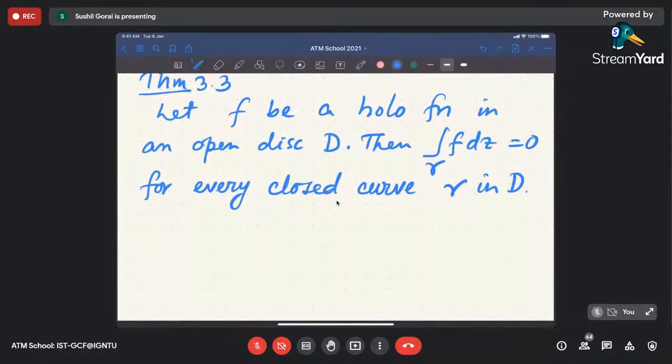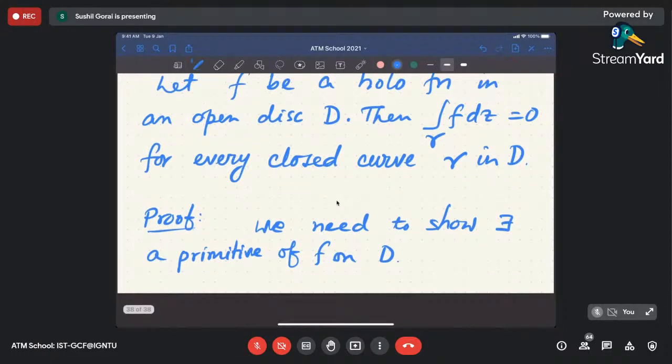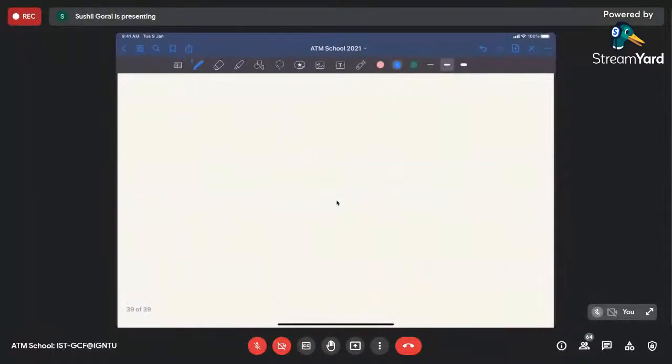Proof: we need to show there exists a primitive of f on D. This is what is required. Now, how do you prove such a thing? Well, let's draw. A picture is good.